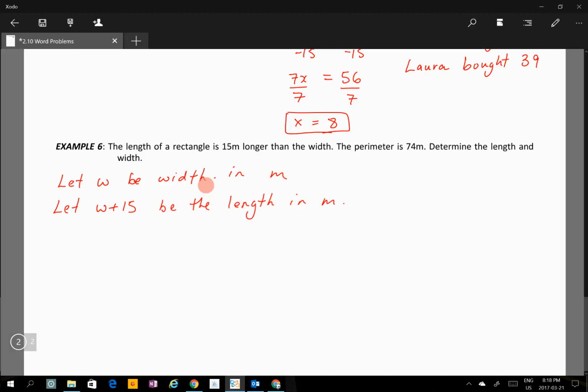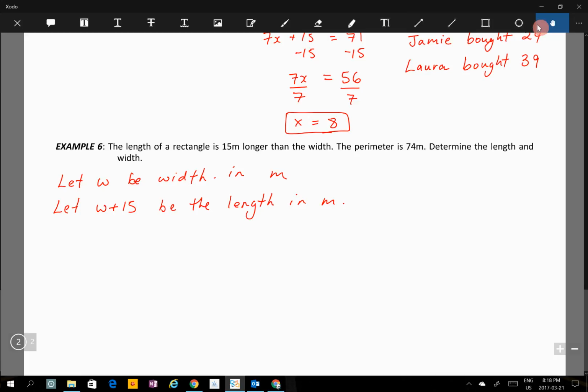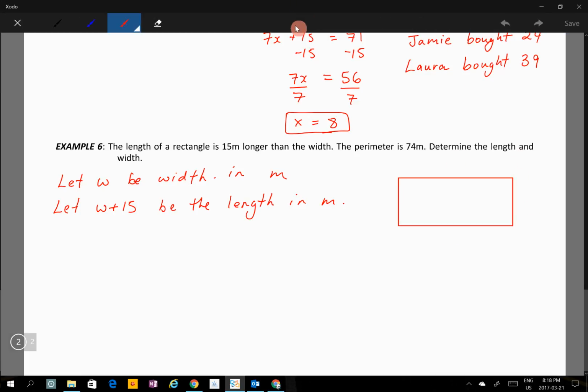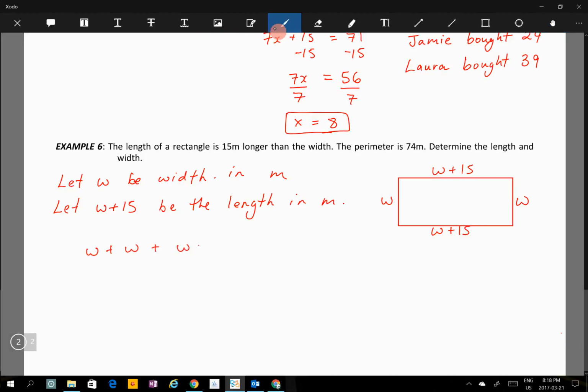Okay. So my equation, the perimeter, it's a rectangle, right? So let's draw a rectangle. Here's my rectangle. And my rectangle is going to have a length of W plus 15, W plus 15, W for the width, W for the width. So my perimeter is the addition of all 4 sides. If I add up all 4 sides, I will have W plus W plus W plus 15 plus W plus 15, and the total perimeter is 74.